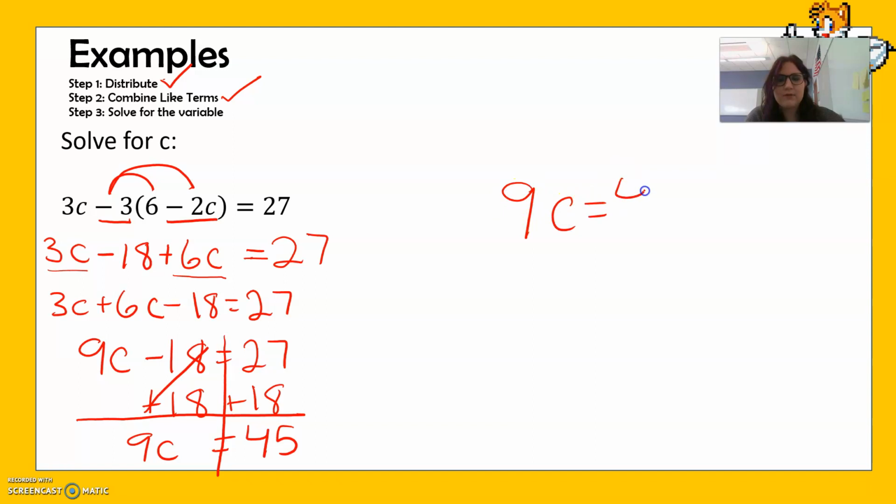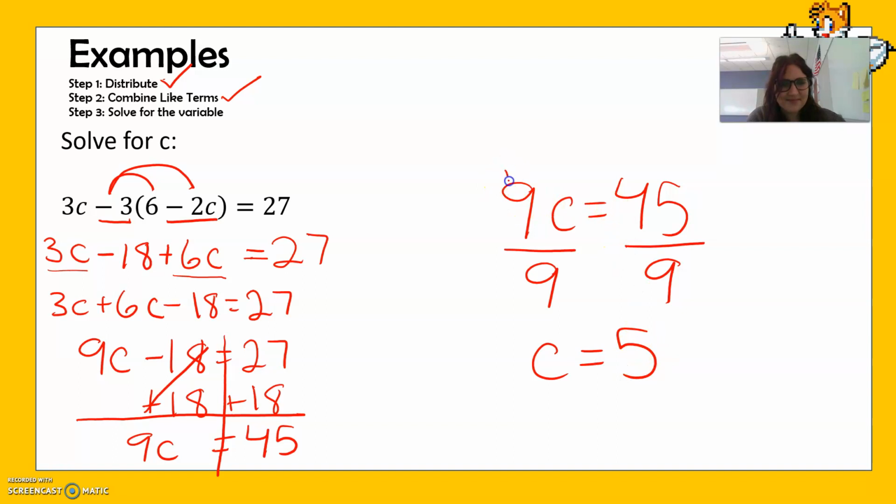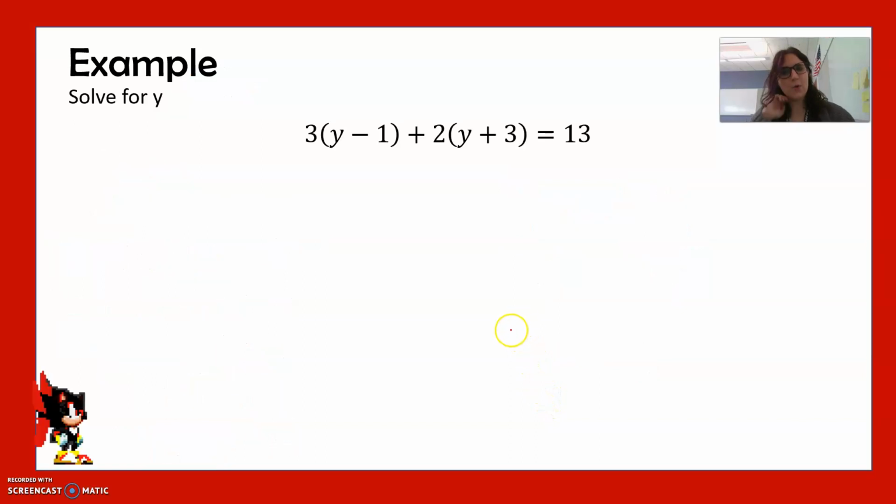9c equals 45. 9 times what equals 45? Or divide both sides by 9. And c equals 5. Awesome. Okay, let's do one more example. So remember, you see a lot of parentheses here, so you're going to have to distribute. It seems like a lot, but you're following the same steps.